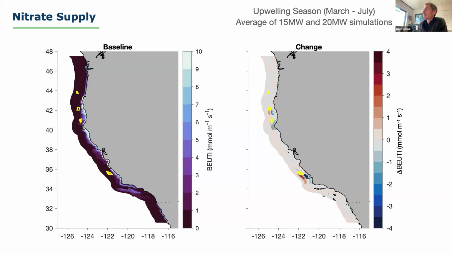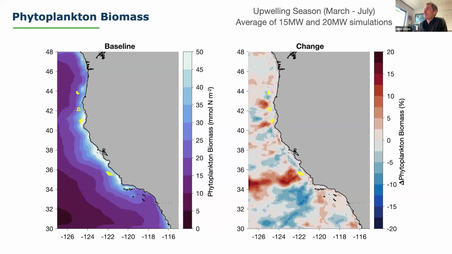Okay, so I think the big question coming out of this is, what does it mean for the productivity? So first I'm showing the biomass of phytoplankton, so really the base of the food web. And starting on the left again, phytoplankton concentrations are highest near shore and decay as you go offshore. They're associated with that strong upwelling nutrient supply near shore.